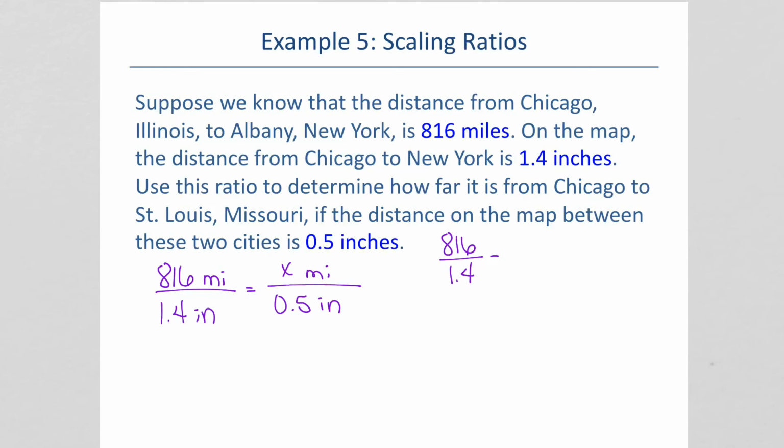So we've got our proportion here. Cross multiply. 1.4x equals 816 times 0.5, which is 408. Divide both sides by 1.4. And x is 291.43 miles. That would be the distance from Chicago to St. Louis.